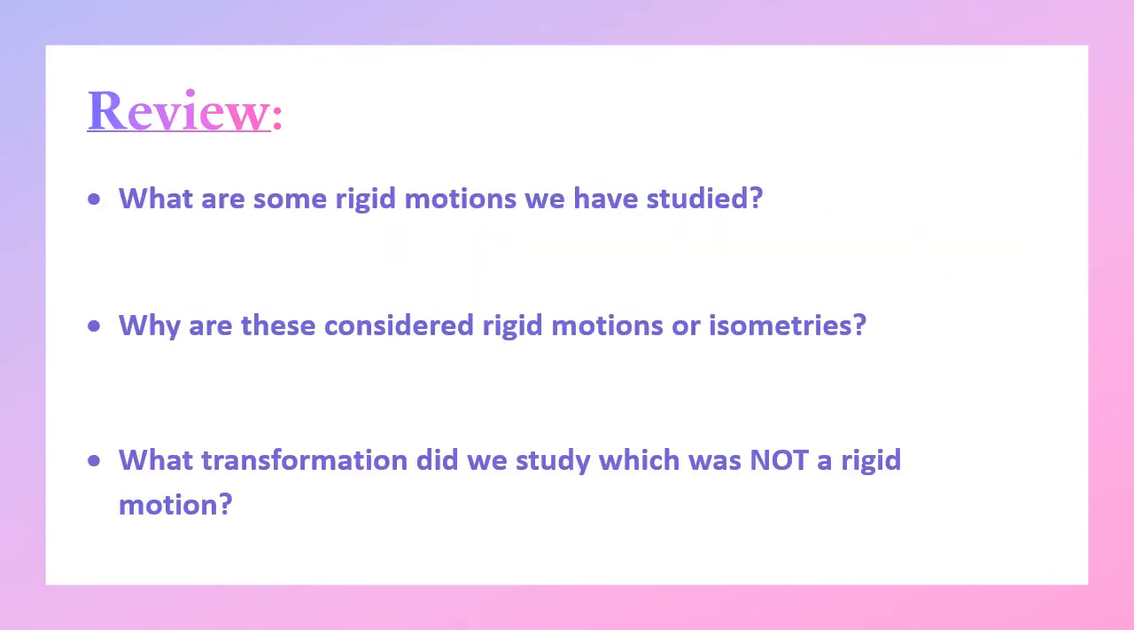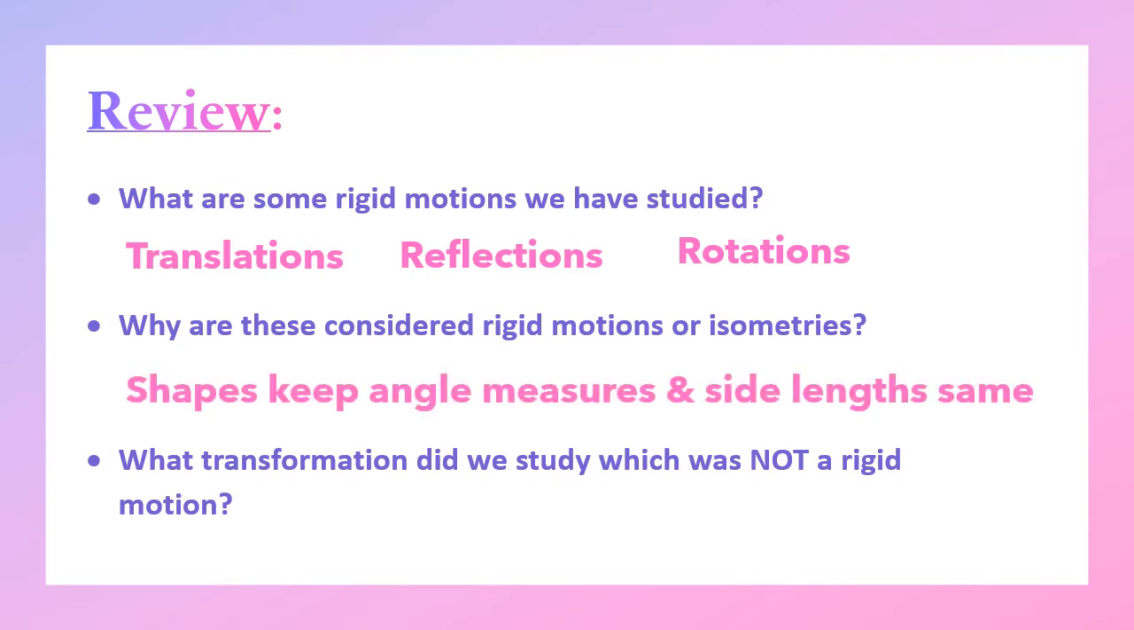So if we think about some rigid motions that we have studied, translations, reflections, and rotations, and why these are considered to be rigid motions or isometries, the thing that they do is they preserve angle measure and they preserve side length. So when we slide a figure, reflect a figure, or turn a figure around a point, we are not changing the lengths of the sides and we are not changing the measures of the angles.